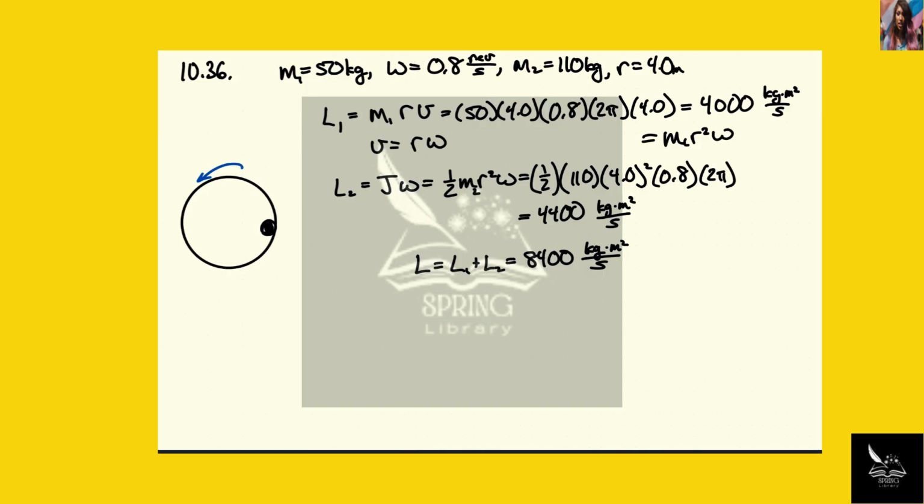So they're actually very, very close to one another. And that's not surprising, because half of this mass is close to this total mass, and we have this factor of a half here. Adding them up, we get the total angular momentum is just 8,400 kilogram meter squared per second.